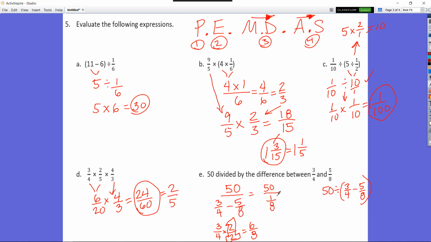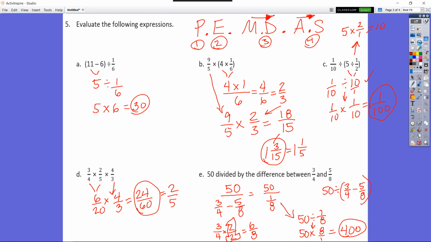And if we wanted to evaluate that or solve that, we could say 50 divided by 1/8 is equal to 50 times the inverse operation, multiplication, and the reciprocal, times 8 wholes. So 50 times 8 wholes is equal to, well, I know 5 times 8 is 40, so 5 tens times 8 is going to be 40 tens, which would be 400. All right, let's pick up the pace here.